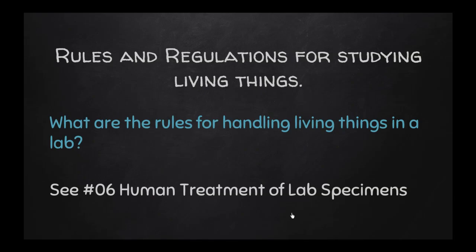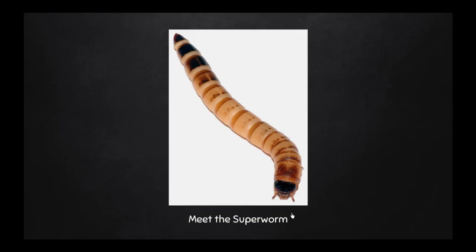So rules and regulations for studying living things. These are some federal guidelines that we'll look at. They're posted on task number 6 in Classroom for you. And we'll talk about what guidelines we need to follow with our superworms. Meet the superworm, not a life-size photo.